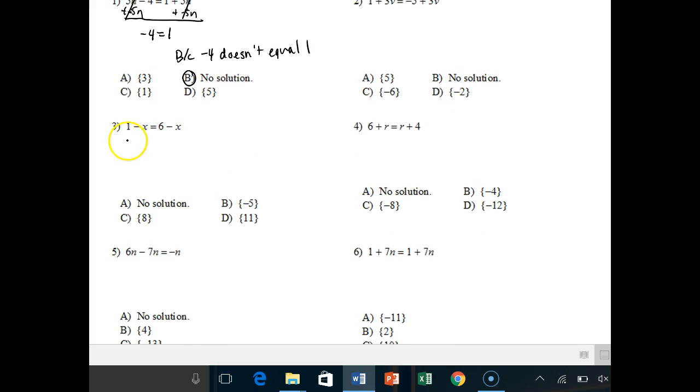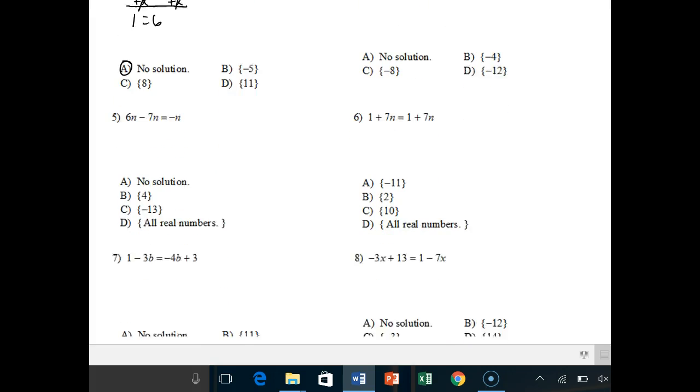Number 3. I'm going to draw it here. I'm going to add positive x to both sides. In doing so, -x plus x, that's 0. -x plus x, that's 0. 1 equals 6. Again, that's no solution because 1 does not equal 6.